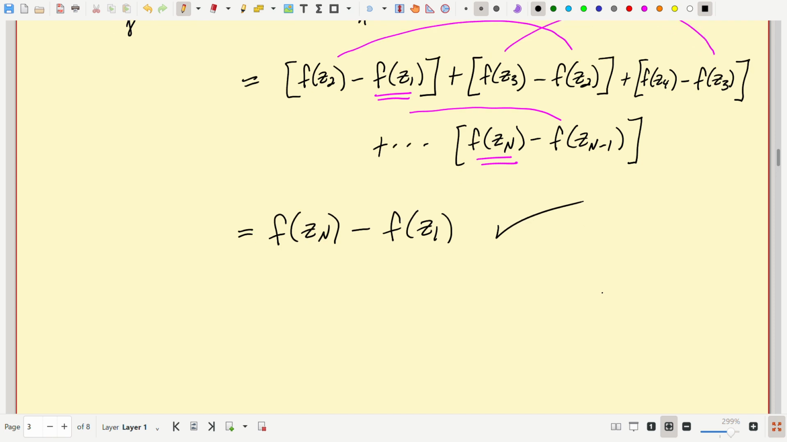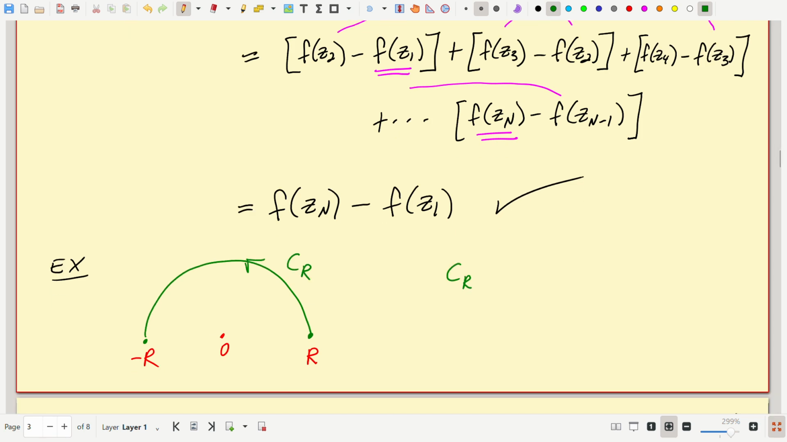Okay, but now that we know all these facts, I can go back to that example. Let's calculate, this time I'll take it going from minus r to plus r. So here's 0, here's minus r, here's plus r. And this is my curve of radius r, circle of radius r, which I like to parameterize by z of t equals r e to the it, as t goes from 0 to pi.